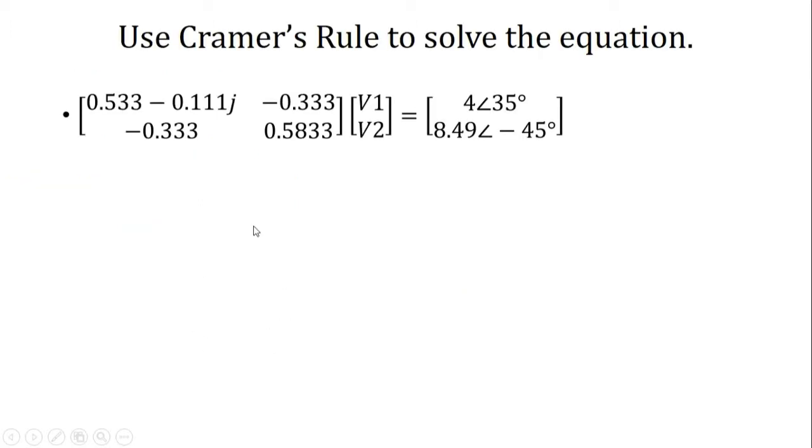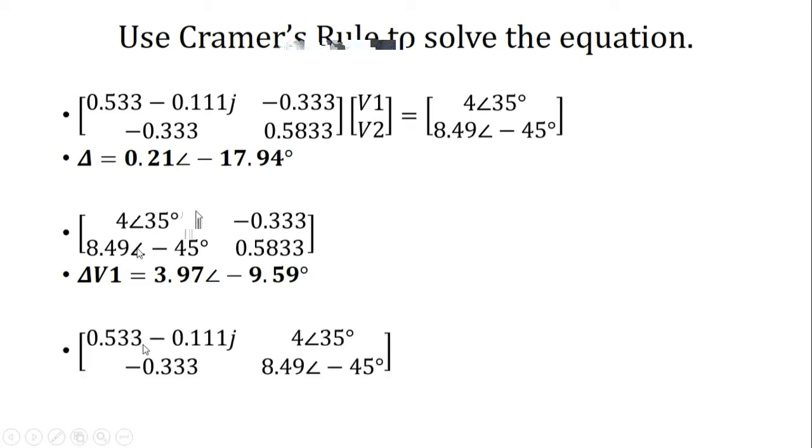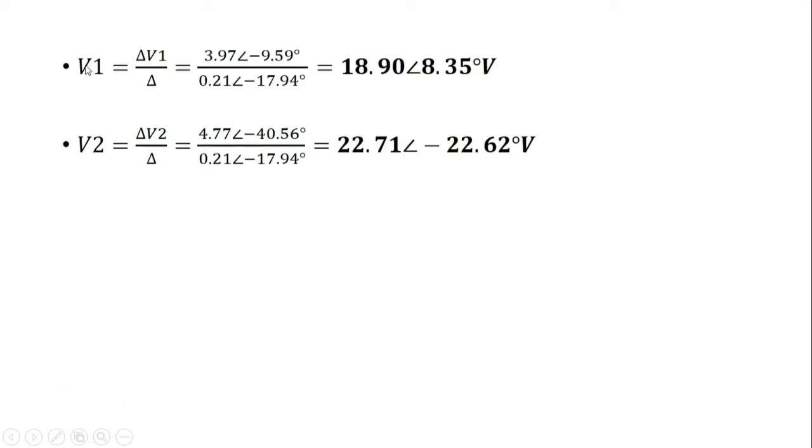Next, we solve both equations by using Cramer's rule. Find the determinant, 0.21 angle negative 17.94. Then find determinant V1 by substituting the first column with the answer. Then find V2: we substitute the second column with the answer. Next, find V1 and V2: determinant V1 over determinant, and determinant V2 over determinant for V2.